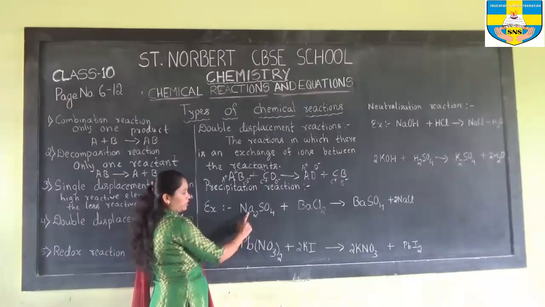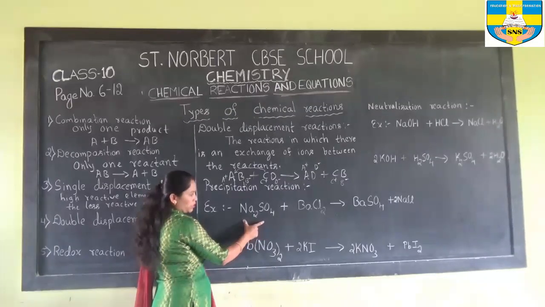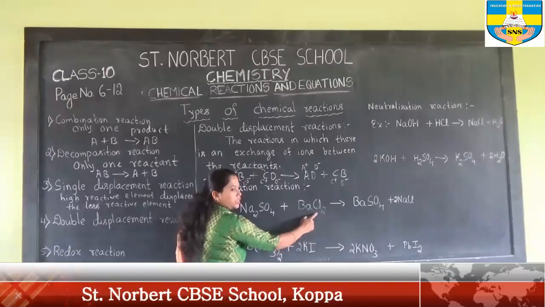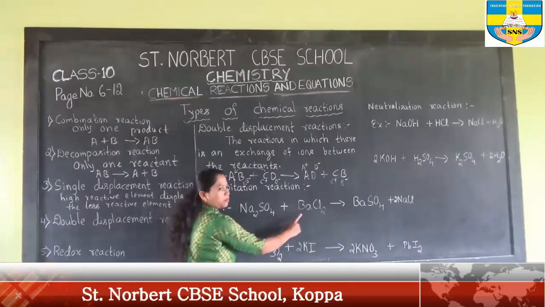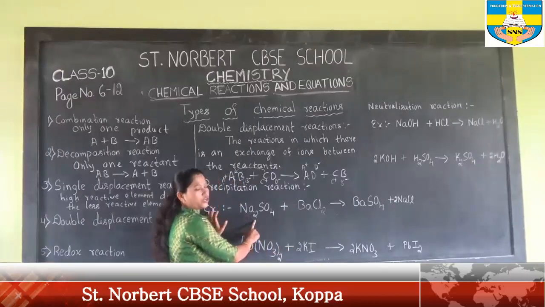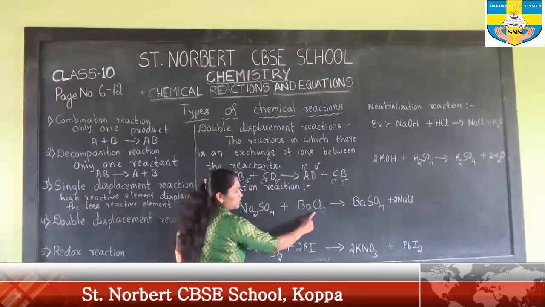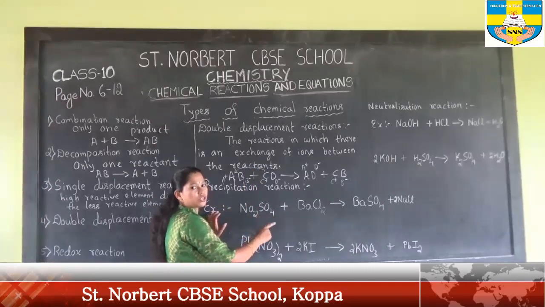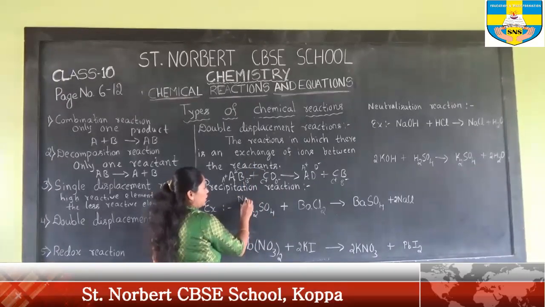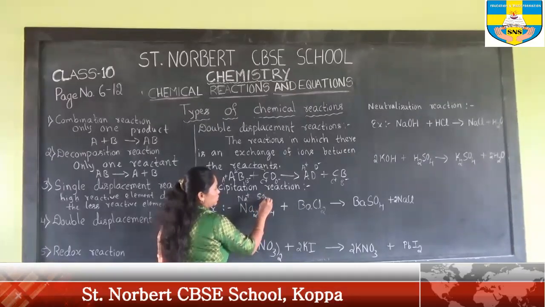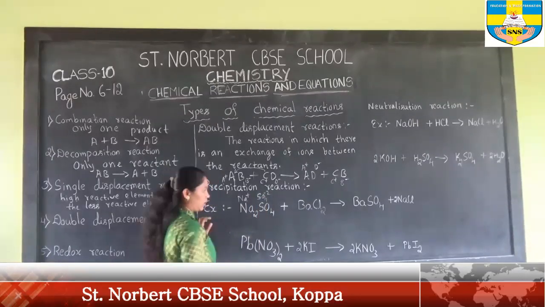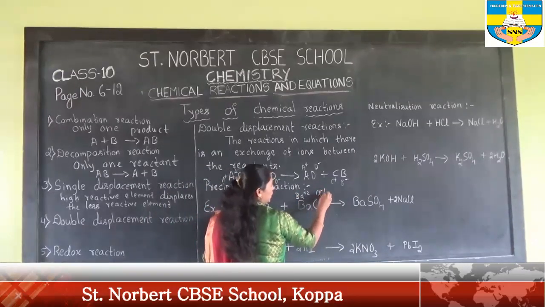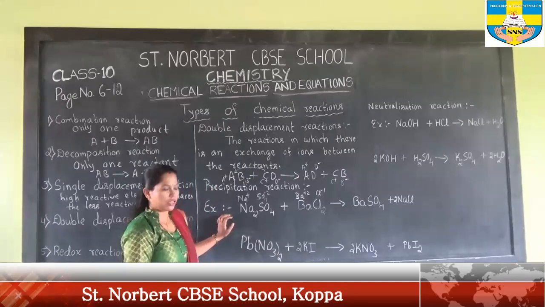Sodium sulfate, Na2SO4. Sodium sulfate reacts with barium chloride, BaCl2. Now according to the reaction there is an exchange of ions. Here Na plus and SO4 2 minus are the ions. In this, Ba 2 plus and Cl minus are the ions.